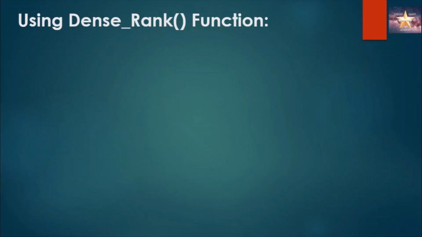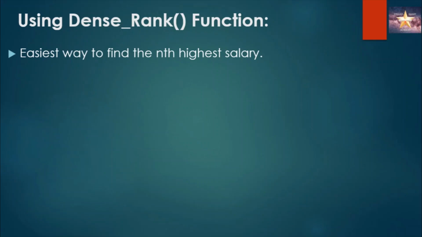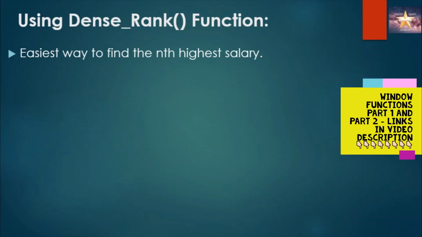Alright, so the very first method of finding the nth highest salary is using the dense rank function, and this is the easiest way out of all the 3 ways that we'll be going through in this video to determine the nth highest salary. If you're someone who is new to dense rank or you want to know more about other such window functions such as rank or row number, I recommend that you watch the window functions part 1 and part 2 videos. The links of these videos have been provided in the video description.